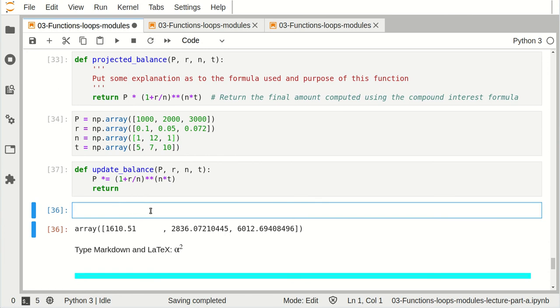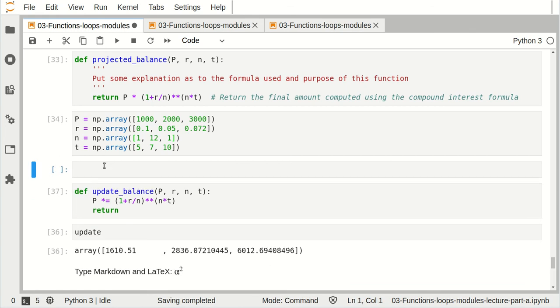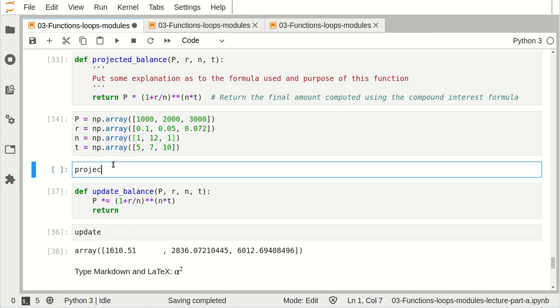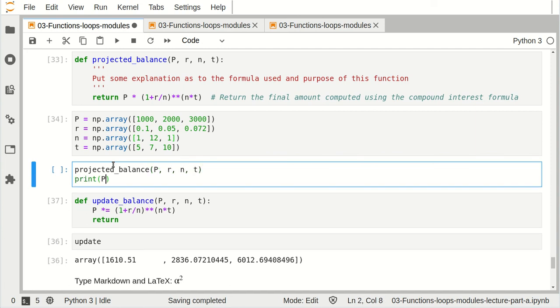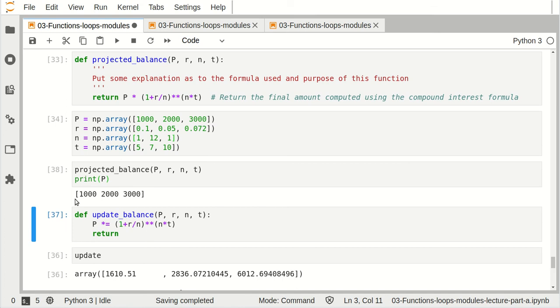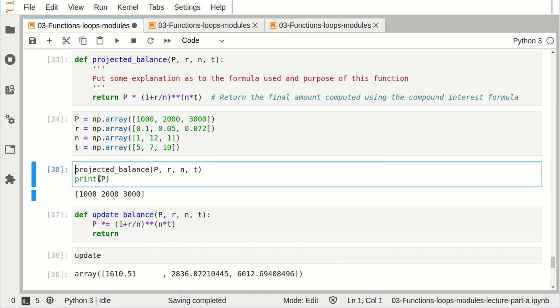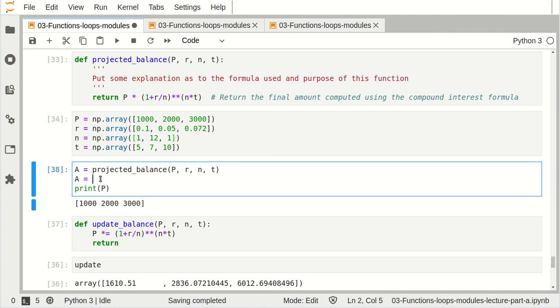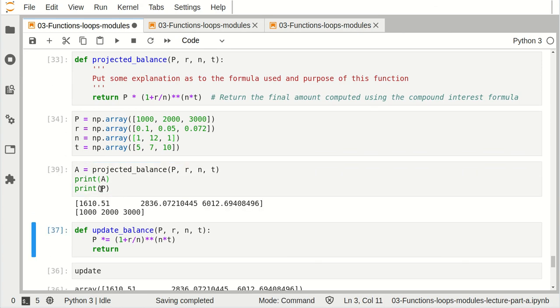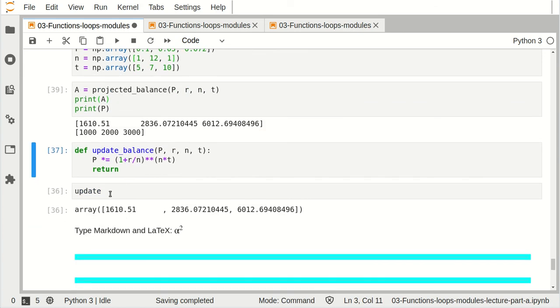Now let's look at this, and I'm going to get an error first. What happens when I run it? If I do projected balance, here's a good thing to check: P, R, N, and T. And let's print P. Notice P is not changed. And here, I called that function. I'll just do it like this. So we'll assign a variable A there. We'll print A, and we'll print P. So there's A, but there's P. P was not changed by projected balance.